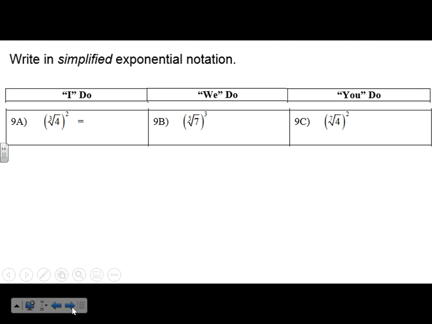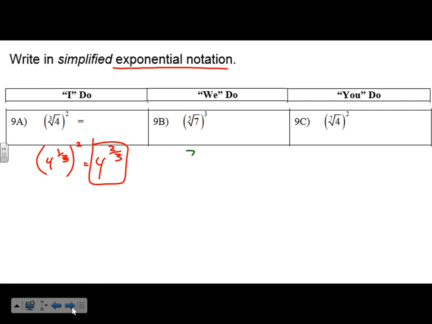So now this is what we just did with number 6, except for now it's nicer because we can leave it in exponent notation. So we have 4 to the 1/3 squared. So that's 4 raised to the 2/3, and then again we just leave it like that. It says simplified exponent notation.